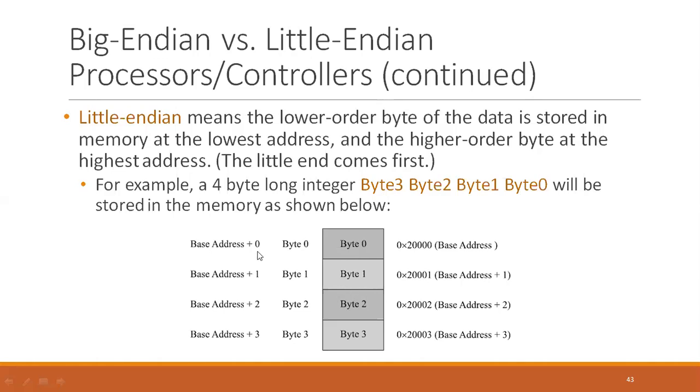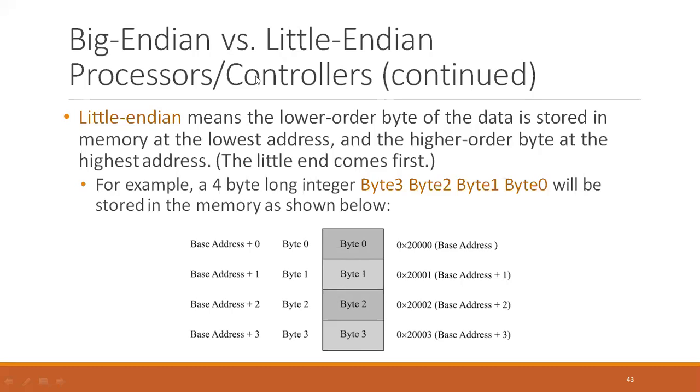So at base address plus 0, we are storing byte 0. At base address plus 1, we are storing byte 1. At base address plus 2, we are storing byte number 2. And at base address plus 3, we are storing byte number 3. That is, the lower order byte will be stored in the lower memory location, whereas the higher order byte will be stored in the higher memory location. We call it the little endian notation. And the processor which makes use of this, we call the little endian processors or little endian controllers.